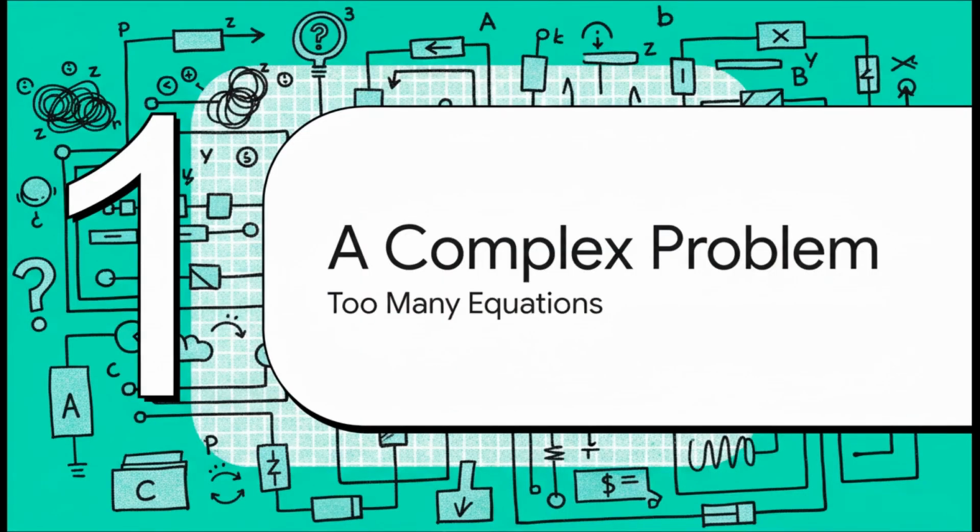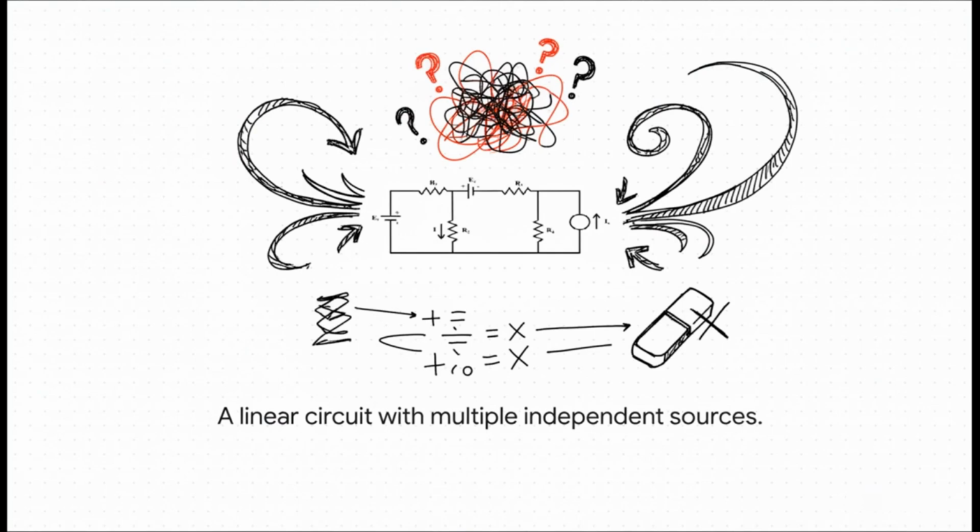Picture a circuit that isn't just powered by one simple battery, but has a few different sources pushing and pulling current all at once. So, take a look at a circuit like this one. You can see we've got both a voltage source and a current source in the mix. Now, if you wanted to find, say, the current flowing through just one of those resistors using standard methods, you'd be setting up a whole system of simultaneous equations. It's doable, sure, but it's also a great way to make a simple math error.